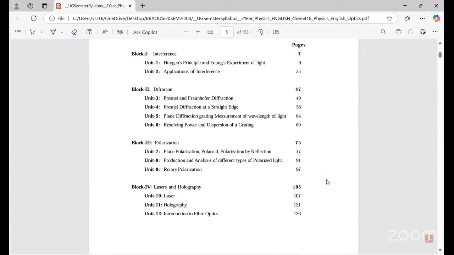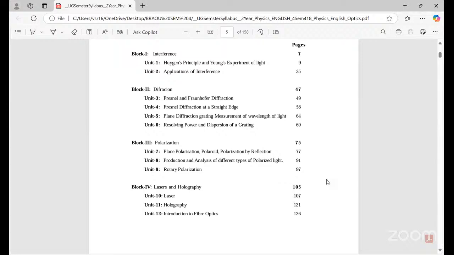Here we can observe that four blocks are there. The first block is interference, the second block is diffraction, the third block is polarization, and the last block is lasers and holography. In interference, you need to know about Huygens principle and Young's experiment of light. But before discussing all these things, let you know what we mean by optics. Optics is entirely related to light and lenses or glasses.